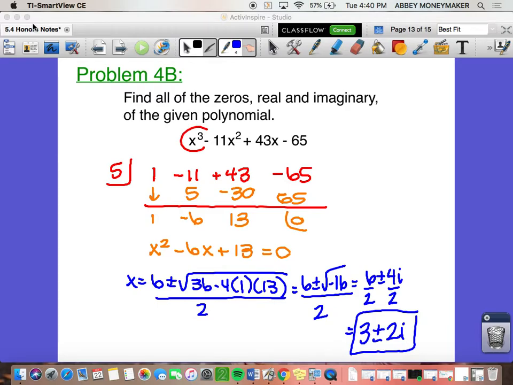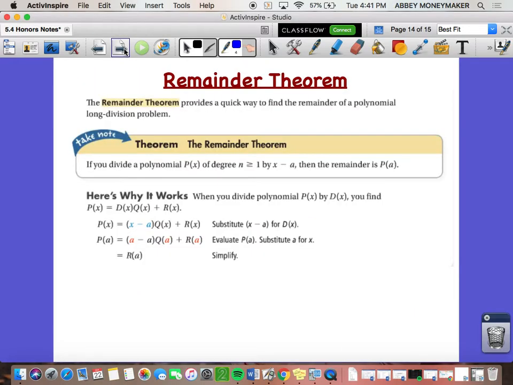So again, is the quadratic formula going away? No, it's still here, and it's here to stay. Now the last thing is what we like to call the remainder theorem. And the remainder theorem is a very quick way for you to figure out what your remainder is for a specific factor or a specific solution.